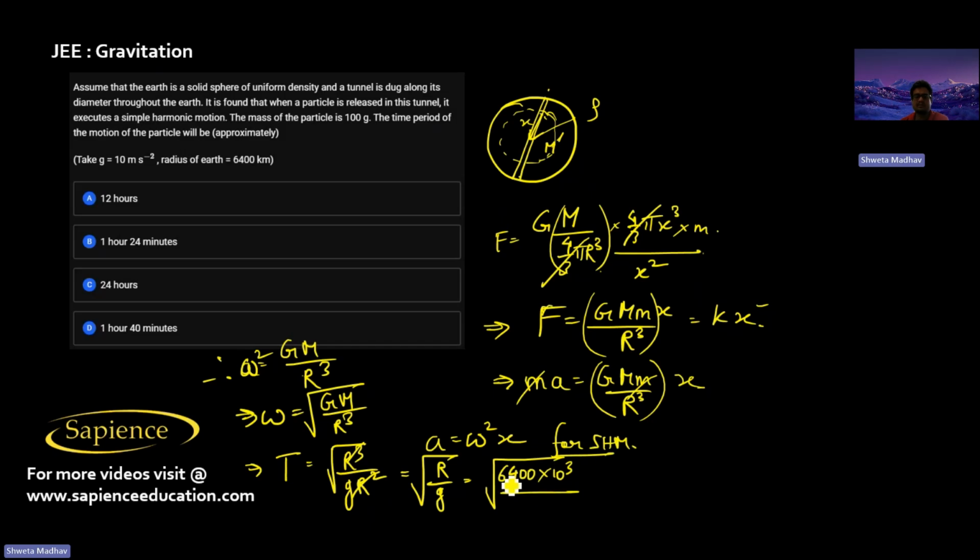That's divided by g, that is 10. So this is equal to root over 64 into 10 power 4, so this is equal to 8 into 10 power 2, which is 800 seconds.